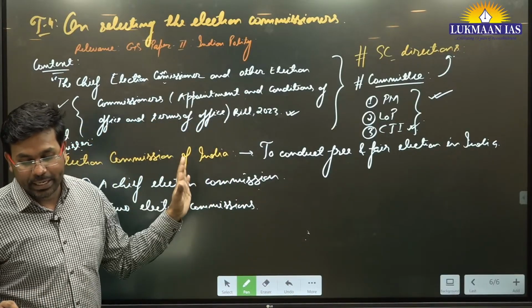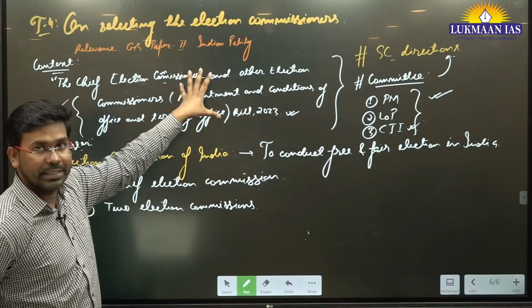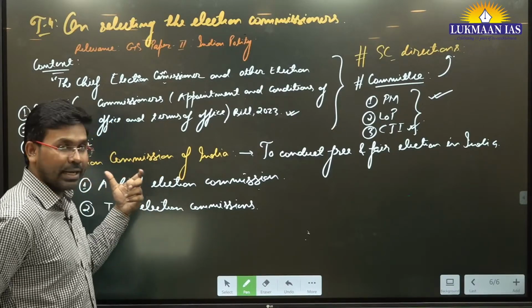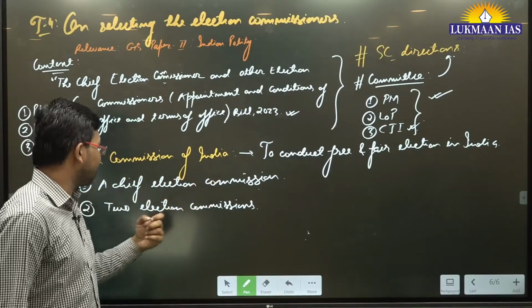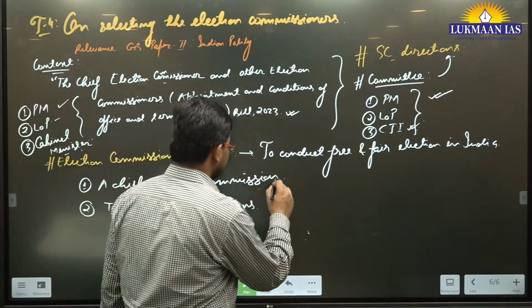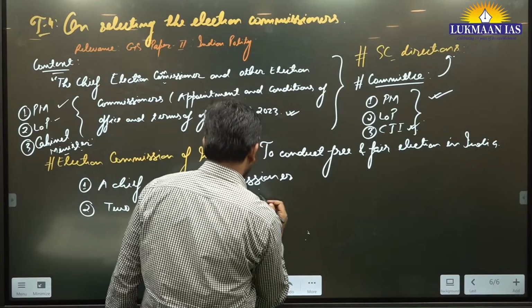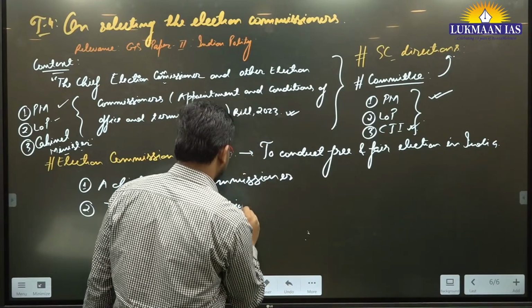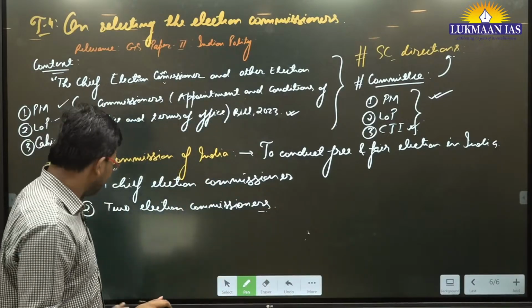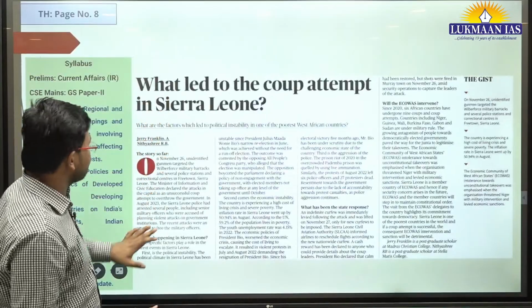So it is very important that in this article they have talked about this proposed law, which seeks to appoint persons as Chief Election Commissioner and other Election Commissioners. That's the thing. So this is being criticized. This topic is important. You need to read about this article.